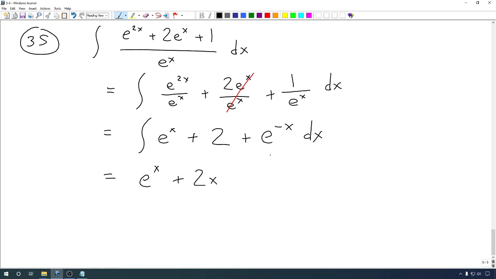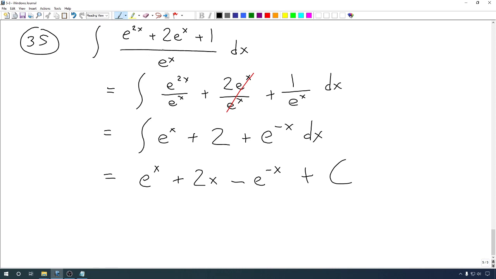E to the minus x is a little bit trickier. Technically here we do need to do a substitution. We'd let u equal negative x. And I'm going to leave it to you to work out the full details of that. It's a relatively simple substitution to do. But it'll turn out that we get a negative e to the negative x for that integral. Of course, we always need to put the plus c at the end.